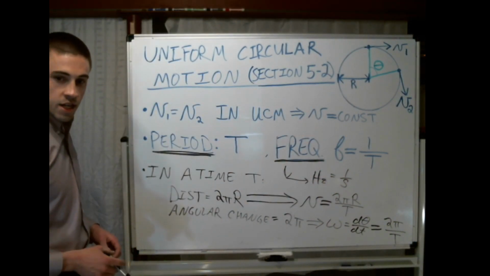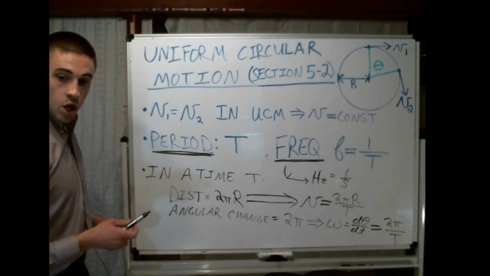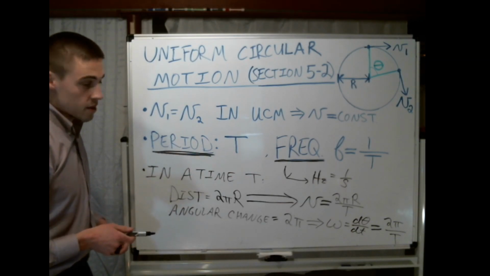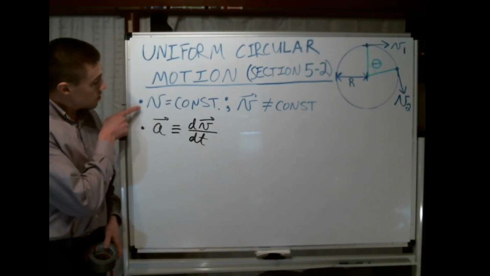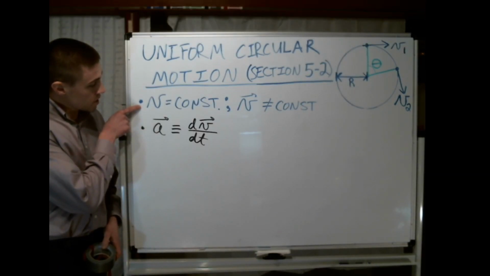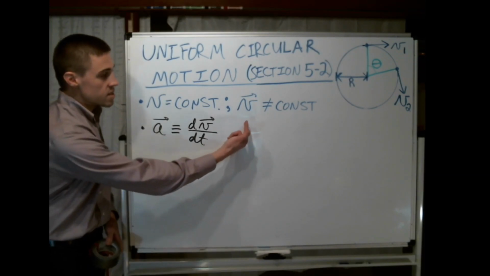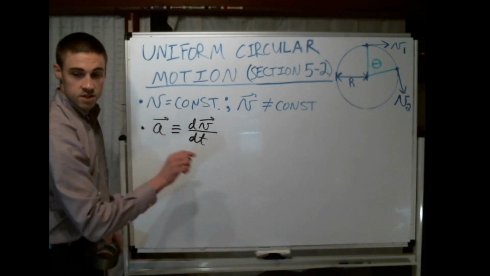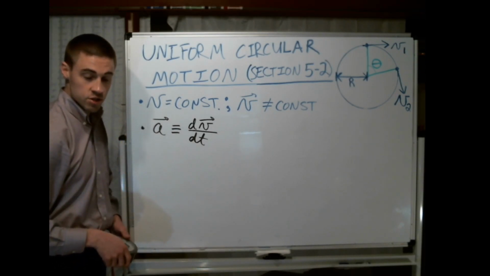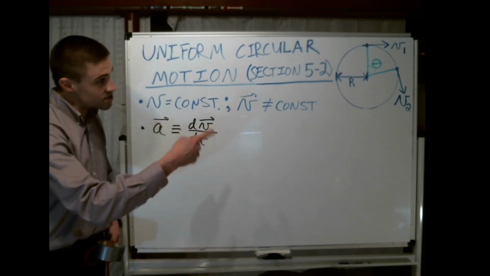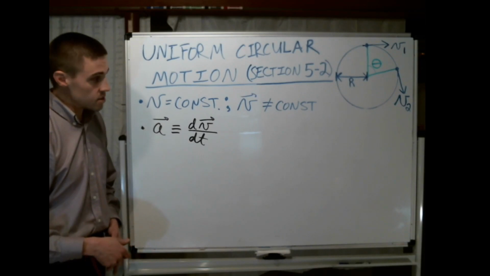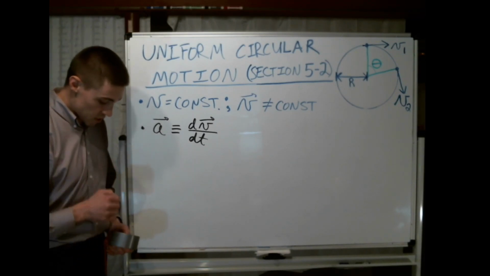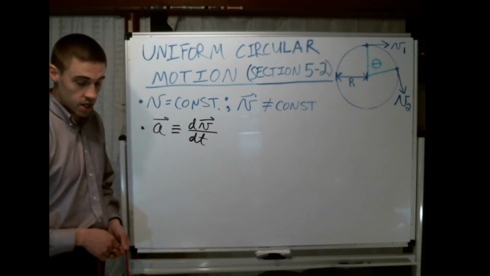So this is in the case of uniform circular motion, where an object travels around a circular path and its speed is always the same. As I said, the speed of the object as it goes around is constant, but the velocity vector is not constant because the velocity vector points tangential to the path as the object traverses its trajectory. Now what that means is that there must be some acceleration the object is undergoing.